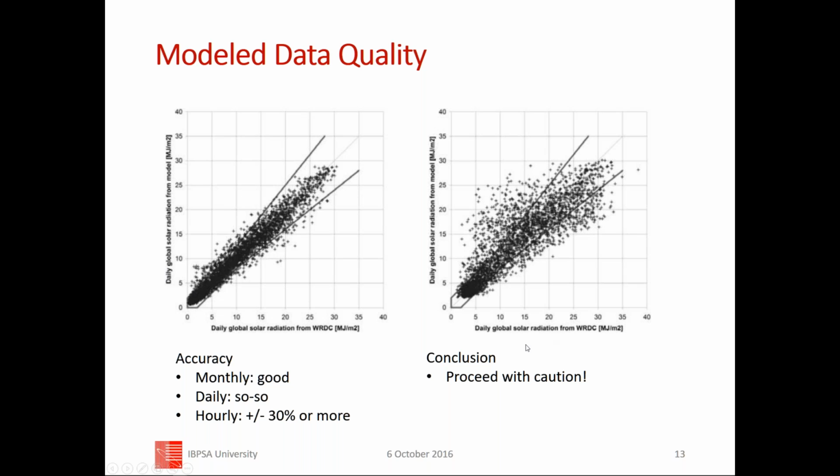And again, this is two different sites. I've forgotten to note which they are, but you see that there's a lot of scatter. It's more or less one-to-one, but there's pretty big scatter. And so basically the accuracy of these models is the monthly data is pretty good on a monthly average basis. Daily data, which is what's shown in these plots, is so-so, and hourly is not good.